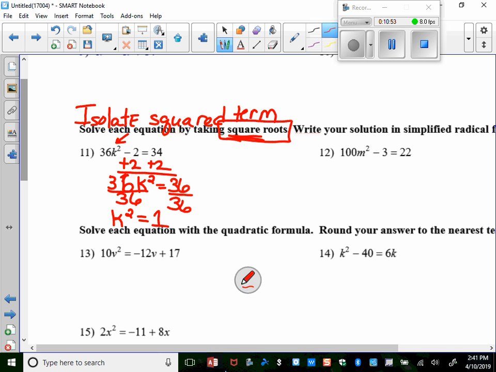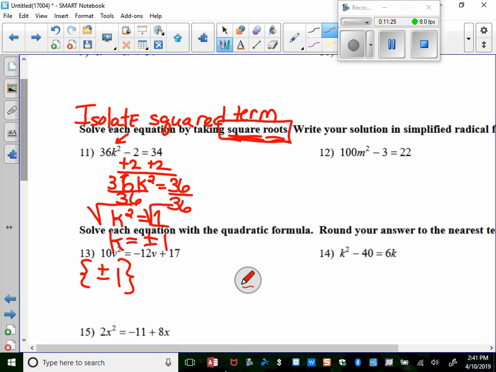Now, to solve it from there, how do you undo something that's squared? You take the square root. And again, it's right in here. So now I'm going to take the square root of both sides. So when I do that, you always say plus and minus. You always do the positive and negative. So that's your answer, positive and negative 1. And you can just write it this way, positive and negative 1. Okay?